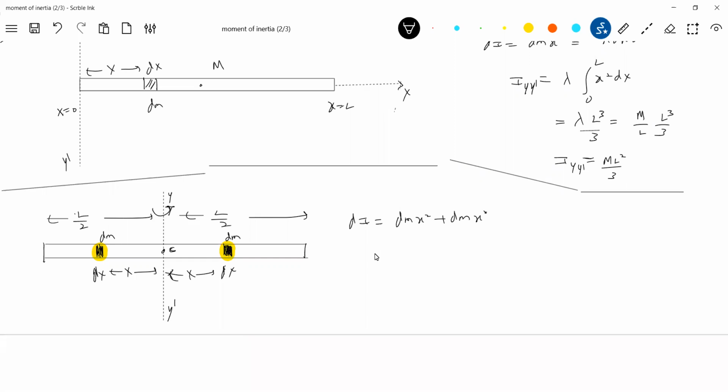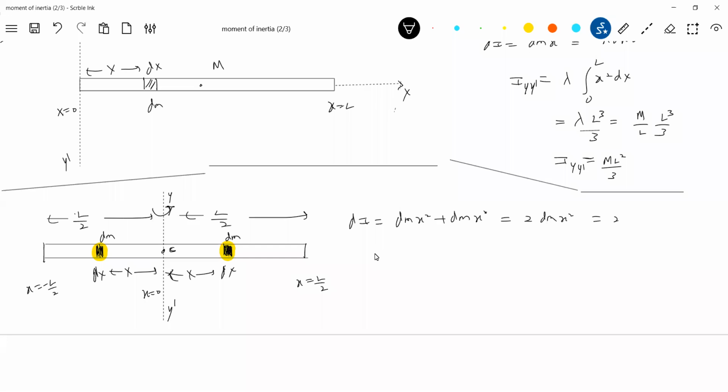Sir, how can you go back to the particle? First for one particle we started with m x square, then for four particles m1 x square plus m2 x square plus m3 x square plus m4 x square. Similarly the same thing here. So this will become 2 dm x square. So what is the limit for x? x will be x equal to 0 to x equal to L by 2. This side the distance will be x equal to minus L by 2.